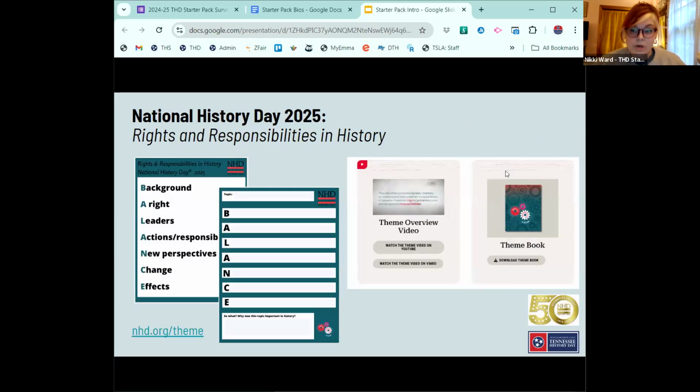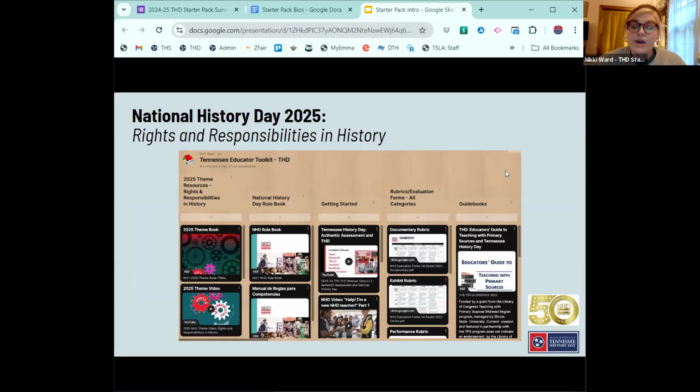There's a theme book, digital theme book, as well as some resources like a graphic organizer that you can use to introduce this idea to your students. The theme video is about 10 minutes, and it's written with students in mind, so you can show it in the classroom. And it kind of offers this overview of the idea of both of those things and then connecting them together. We also have resources for you from Tennessee History Day on a Padlet that I will share with you in the email I send after the session.